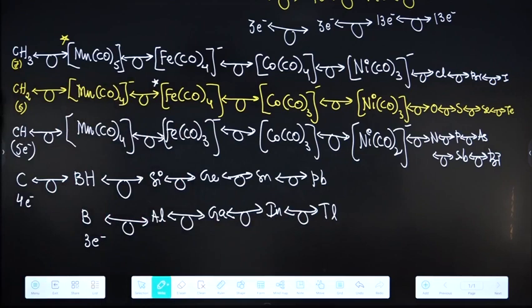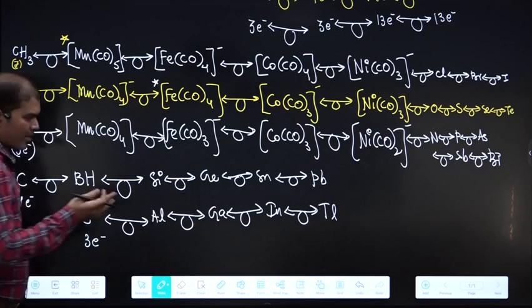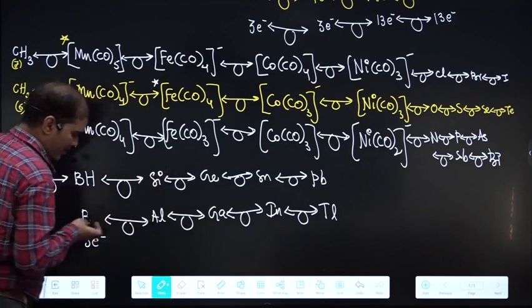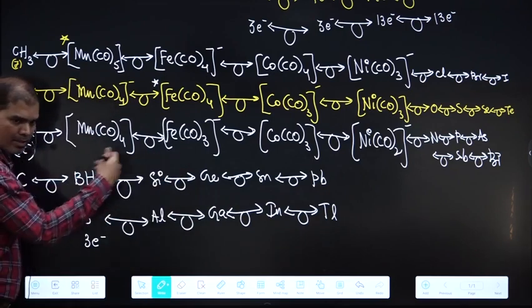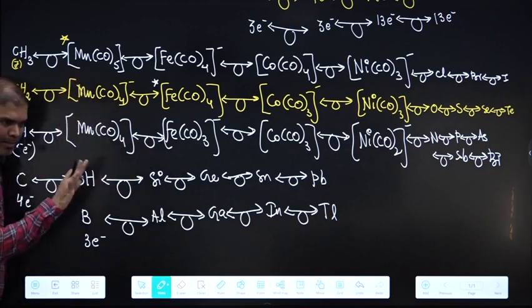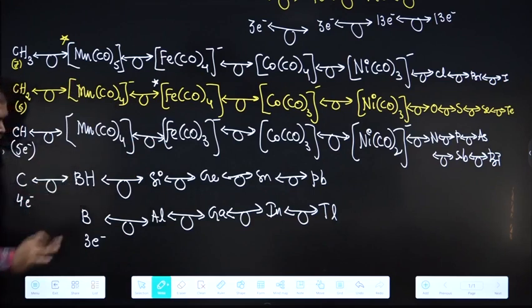We are just extending the theory, because in the isolobal analogy what Hoffmann has told is approximate energies have to match. But you can understand here the approximate energies don't match very closely. Energy of boron, energy of thallium is a lot different. Energy of manganese, energy of technetium is a lot different. Manganese, rhenium is different. But still, for explanation purposes, we are taking.